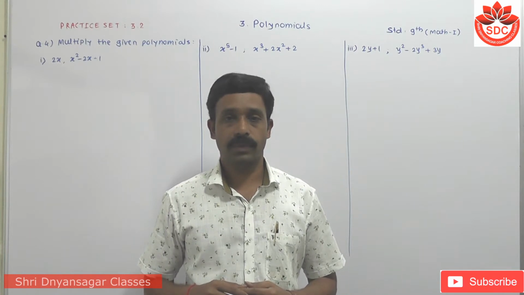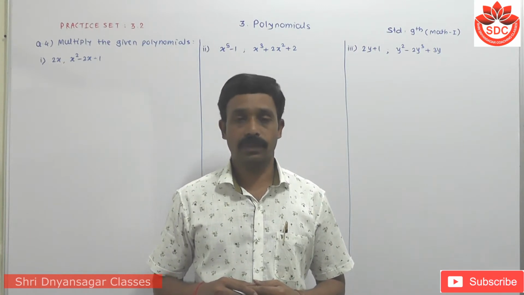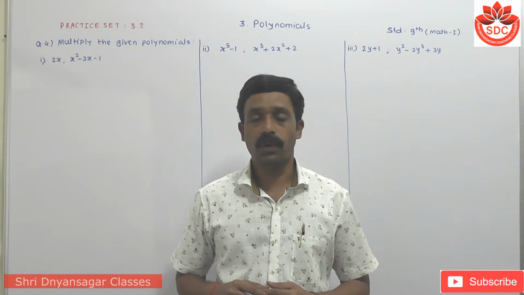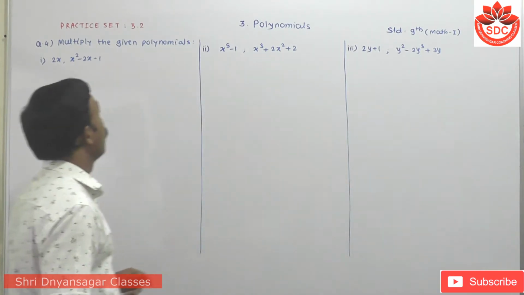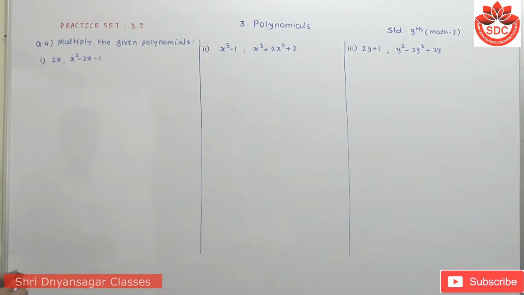Students, today we discuss the next questions of practice set 3.2 of chapter 3, Polynomials, of 9th standard mathematics part 1. Question number 4 is: multiply the given polynomials. I have taken 3 sub-questions here.